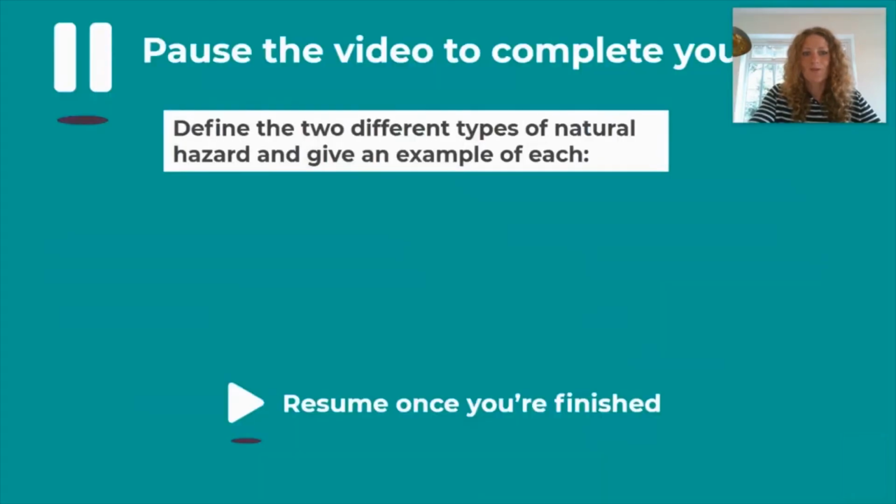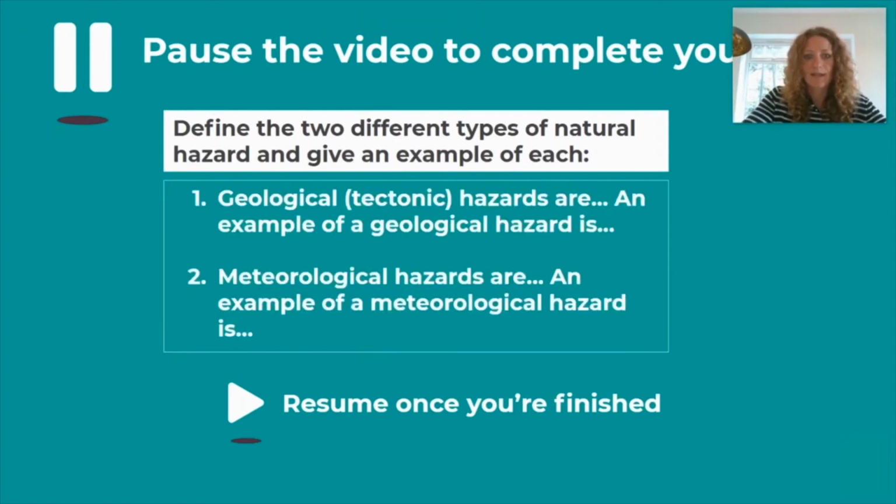Okay, so my next activity then is for you to define the 2 different types of natural hazard and to give an example of each. And like I said before, try and cover up where you've written down the proper definition and see if you can do it from memory. If you have to sneak a peek, then that's fine, but see if you can do it from memory. What is a geological hazard and what is a meteorological hazard? Now, I'm going to put a little bit of help there for you, just in case you need it. And pause this video, take your time, think it through.